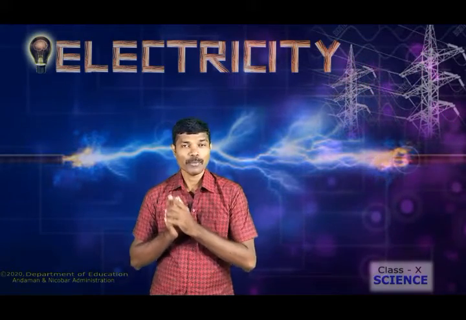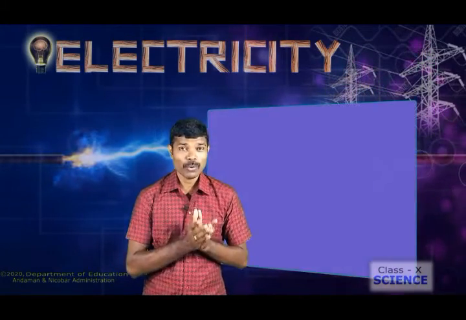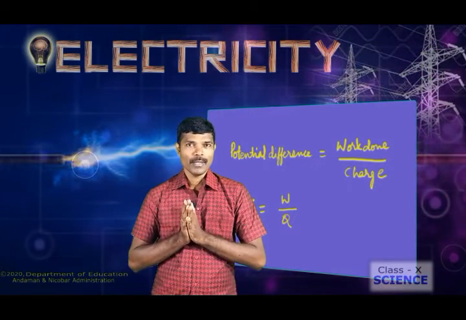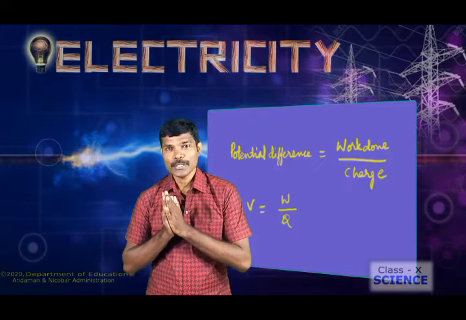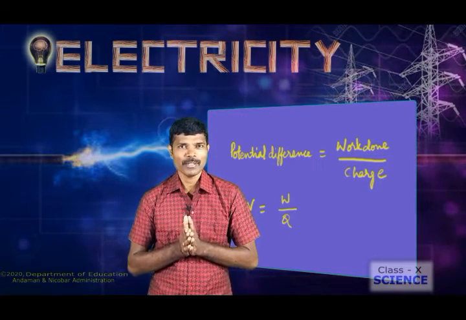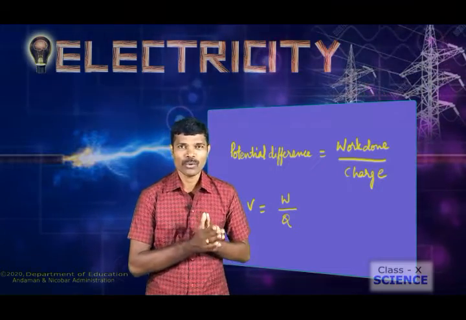Next we have seen about potential difference. It is the amount of work done in carrying a unit positive charge. The unit of potential difference is volt. It is also known as voltage. You are much familiar with voltage up and down in your home, right?